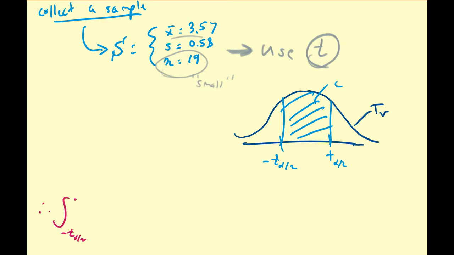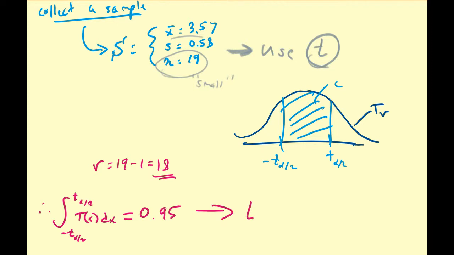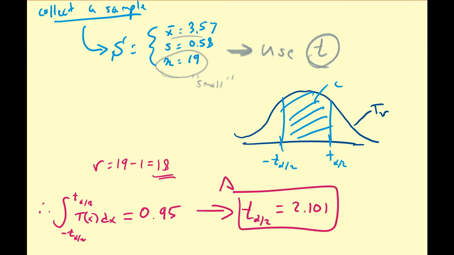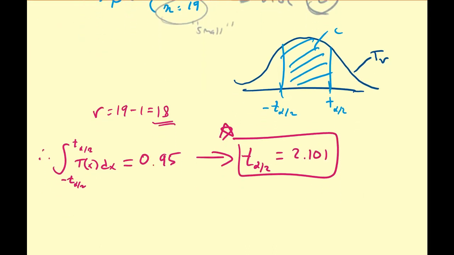All right, so with this picture, where this area is equal to c, we know that the integral from minus t alpha over 2 to t alpha over 2 under the t distribution dx is going to be equal to this level of confidence of 0.95. And here nu is equal to 19 minus 1, which is equal to 18. So this is the amount of degrees of freedom for this t distribution. If you were to solve this equation out, you're going to get a critical value of t alpha over 2 equal to 2.101.